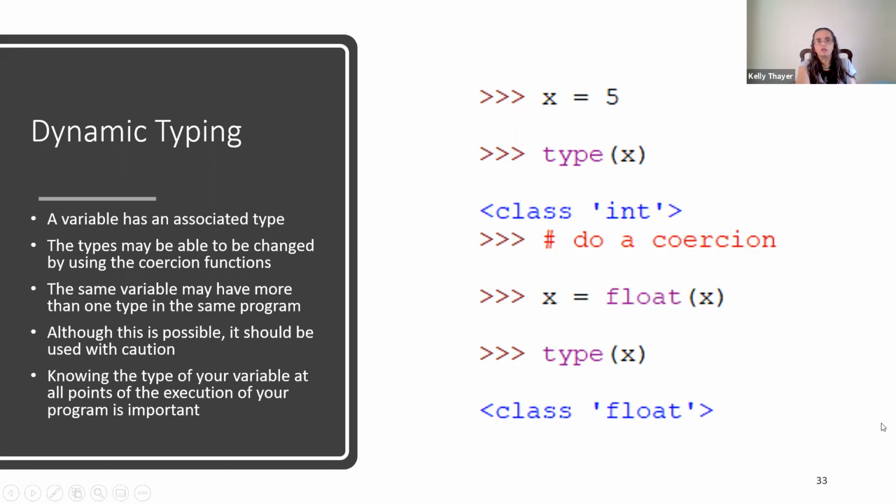So here's just a little example of what that would look like. So suppose we have x equals 5, the type of x is an integer, and now we're going to do a coercion. So this is an explicit coercion to change x into a float. And now if we ask what is the type of x, it will tell you that it is a float. So this is dynamic typing because the variable x has had both the integer type and the float type associated with it all in the same program.